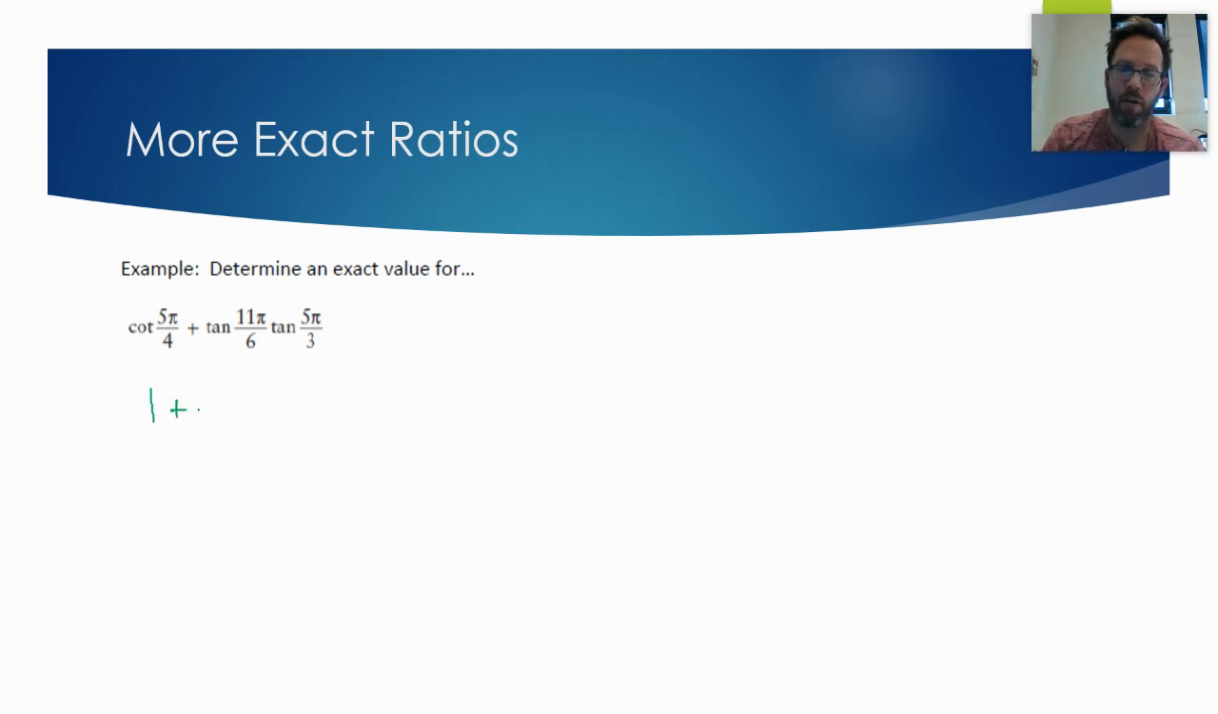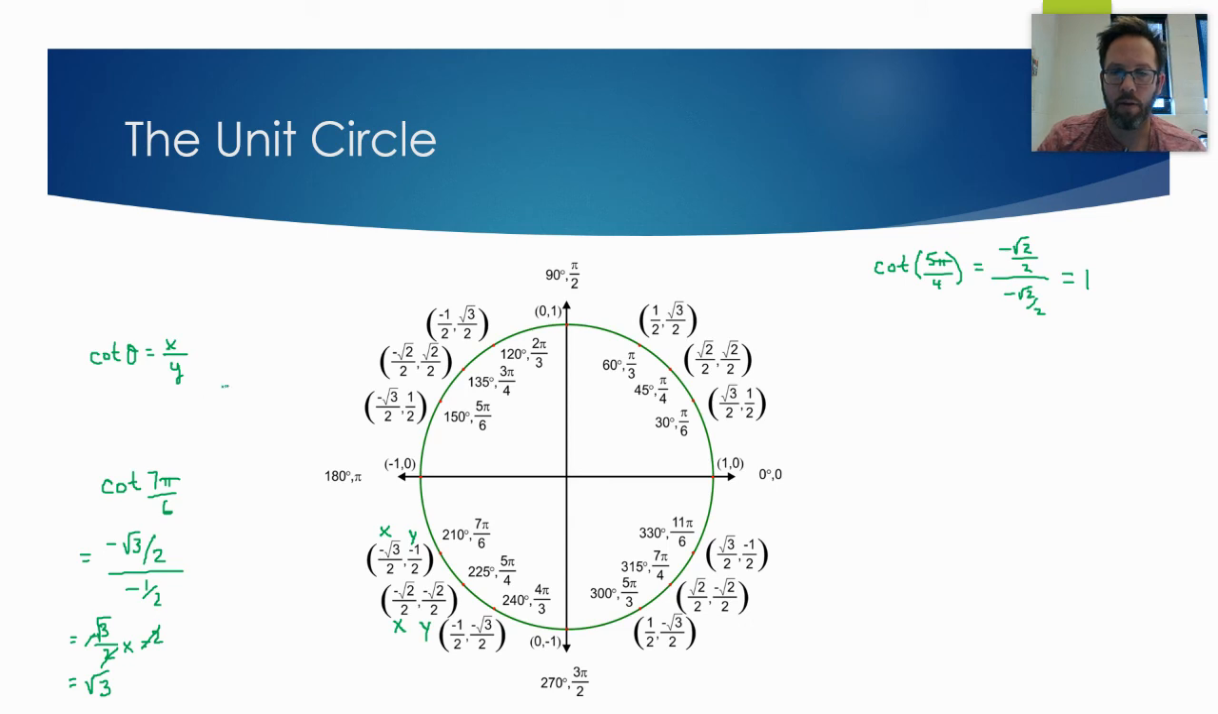What's my next one? So cotangent of 5 pi over 4, that's 1. All right, the tangent of 11 pi over 6. 11 pi over 6 corresponds to 330. And we've got root 3 over 2, negative 1 over 2. And we're trying to do the tangent of that.